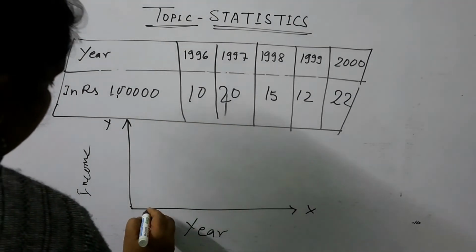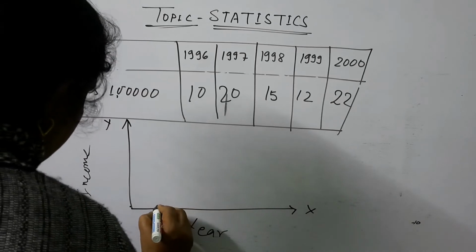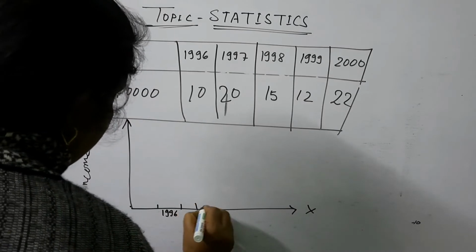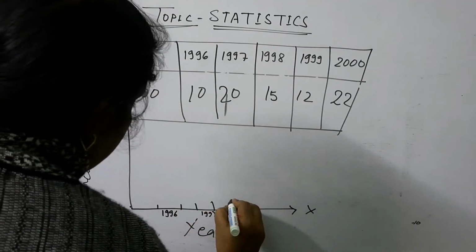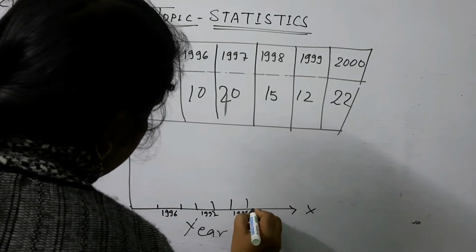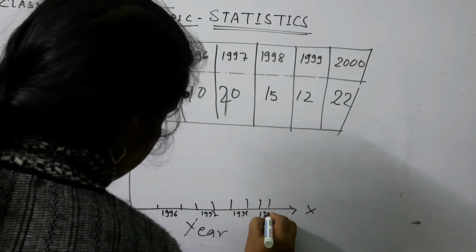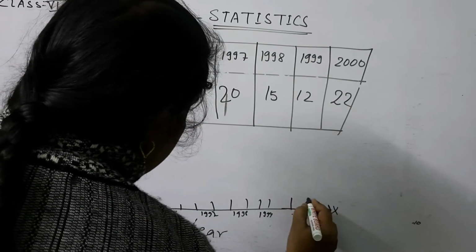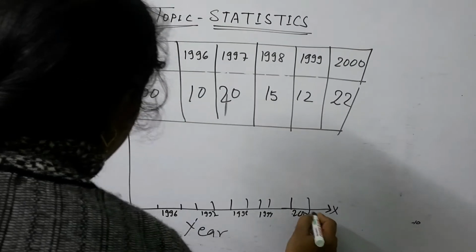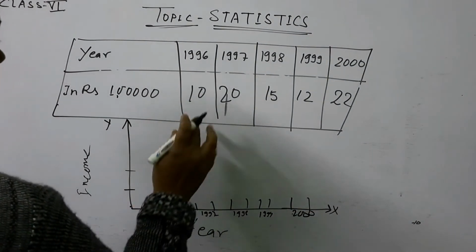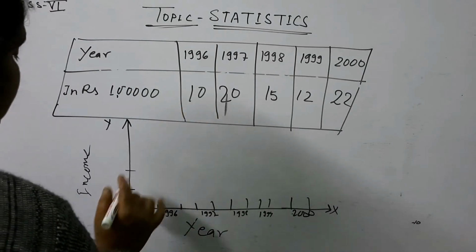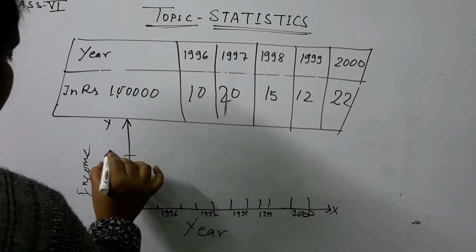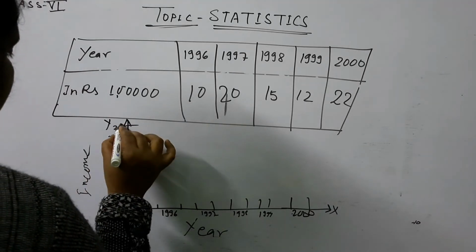And how will we represent the year? Here this box is 1996. After that, leave a box, this box is 1997, this box is 1998, this box is 1999, and this box is 2000. Now here we will make the yearly income. The numbers start from 10, so what will we do? We will write from 5. This one is 0, 5, 10, 15, 20 and 25.